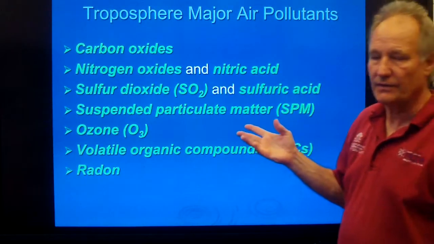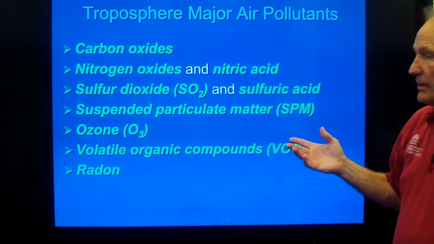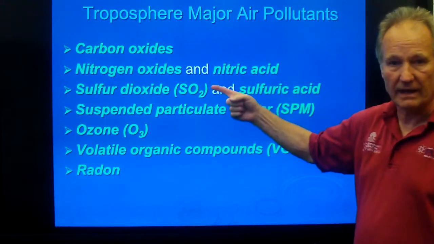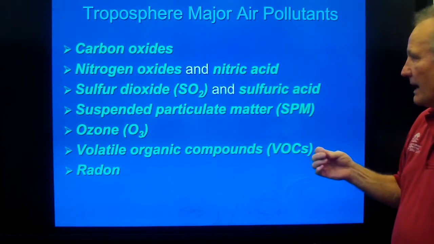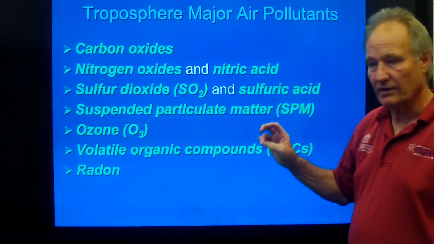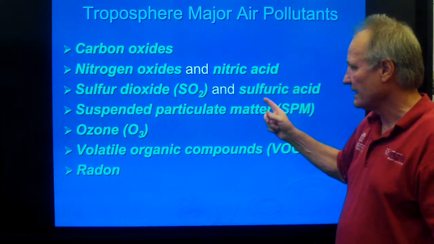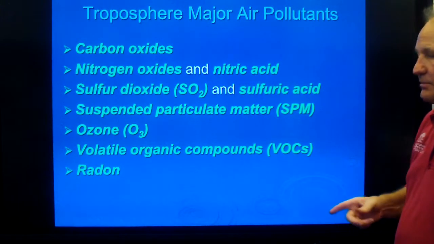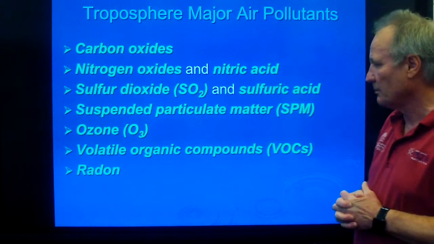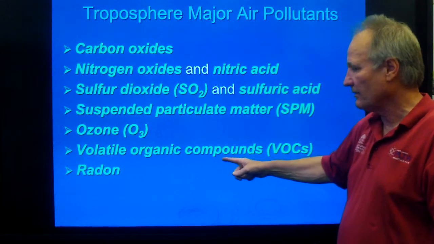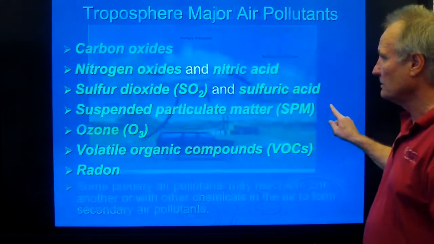Okay, in the troposphere, what are the major air pollutants? Because there are certainly big problems with air pollution. Carbon oxides, that would be carbon monoxide, carbon dioxide. Nitrogen oxides, let's call them NOx. That would be NO, NO2, NO3, and nitric acid, once you add hydrogen to it. Sulfur dioxide, SO2, and sulfuric acid. Suspended particulate matter, SPMs, we'll just call it particulate matter. Ozone, O3, and volatile organic compounds, VOCs. And certainly radon is also a bit of an issue.